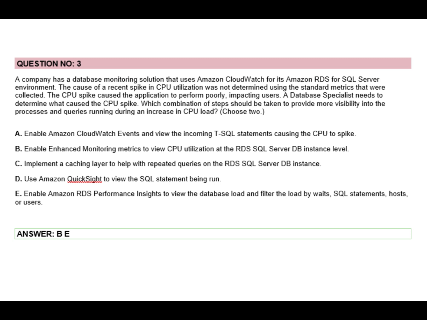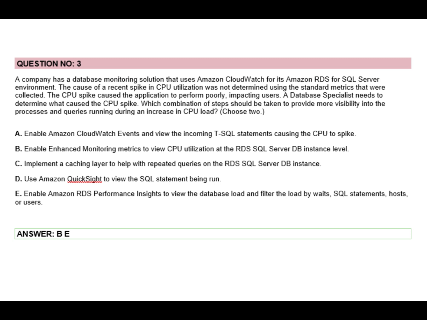Question No. 3. A company has a database monitoring solution that uses Amazon CloudWatch for its Amazon RDS for SQL Server environment. The cause of a recent spike in CPU utilization was not determined using the standard metrics that were collected. The CPU spike caused the application to perform poorly, impacting users. A database specialist needs to determine what caused the CPU spike. Which combination of steps should be taken to provide more visibility into the processes and queries running during an increase in CPU load? Choose 2.